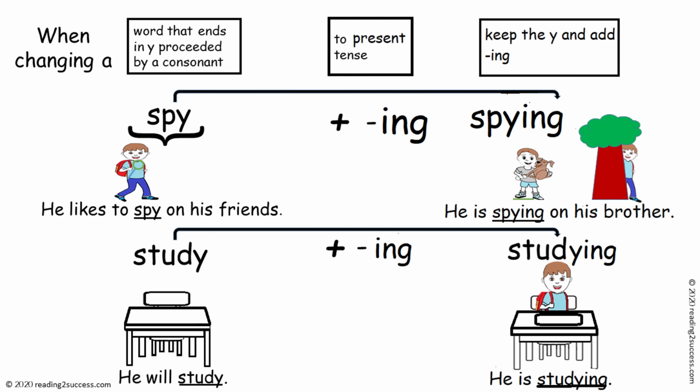It ends in a y, and it does have a consonant before the y. It is a p. So the word is spy. So when we add ing, we keep the y and not change it. We keep it as is and add ing to make the word spying. So let's read our sentences. He likes to spy on his friends, and he is spying on his brother. See him behind the tree?